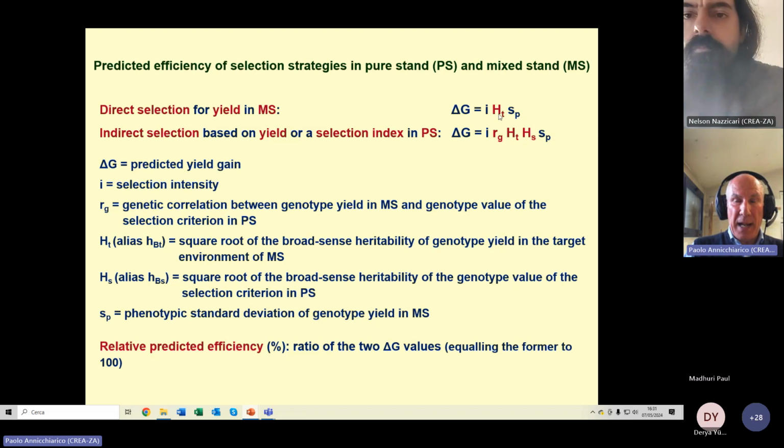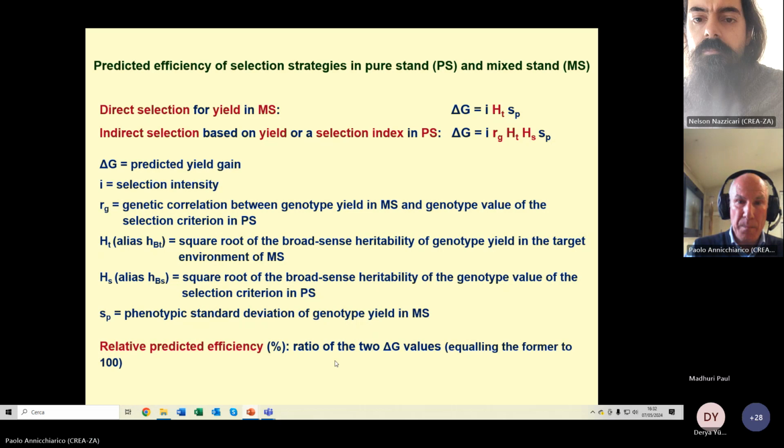This is the square root of the broad sense heritability in the target condition. This is the square root of broad sense heritability in the selection condition, and this is the genetic correlation between the two conditions. And in the end, we could express the results as relative predicted efficiency, that is, as a ratio of the two yield gains, equaling the former, direct selection, to 100 or to 1.